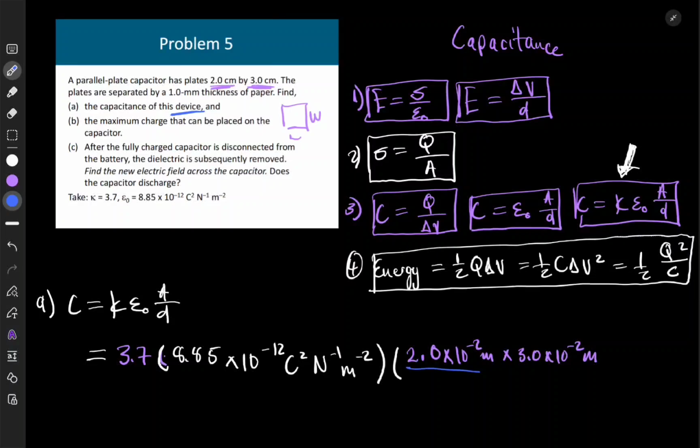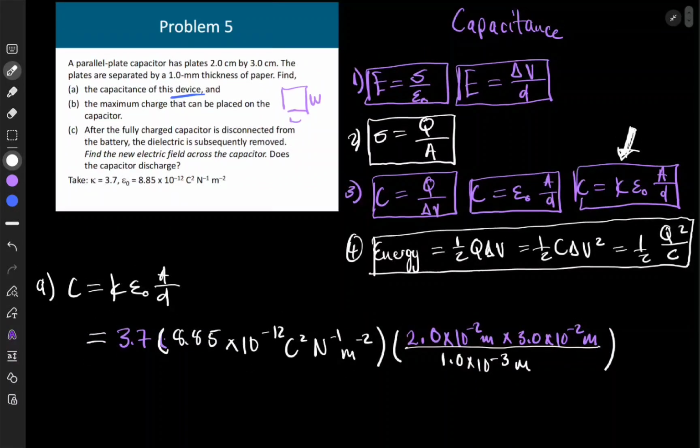Then I'm going to divide by the distance between the 2 plates. They say the plates are separated by 1 millimeter. So milli is 1.0 times 10 to the negative 3 meters. There we have it. Now we can just put it in the calculator and get a solution. How easy is that? Remember to convert to SI units.